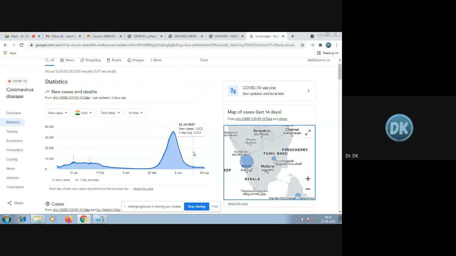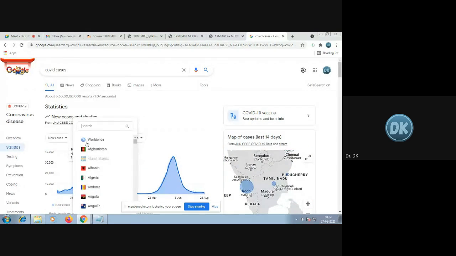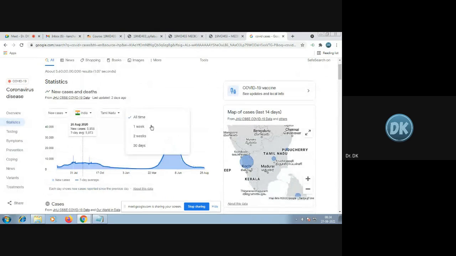So this is related to the COVID cases in India, right? You can also change it to different countries. You can find out which country has the most. You can change the time duration. You can change to the death rate, new case rate, all these things. So in Google itself, it's showing the word statistics, right? So statistics refers to the analysis of data. Okay.